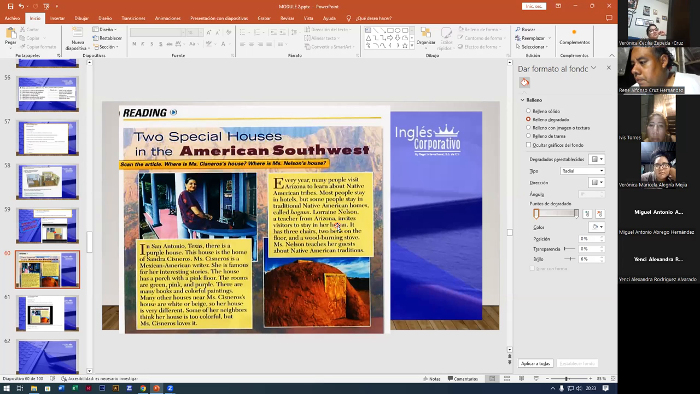So where does Lorraine live? In Arizona. In Arizona, that's correct. So this house is normally from the Navajos. Have you heard about Navajos? ¿Has escuchado de la tribu Navajos? Indios Navajos. Exactly. So normally they have this type of houses, the Navajos.